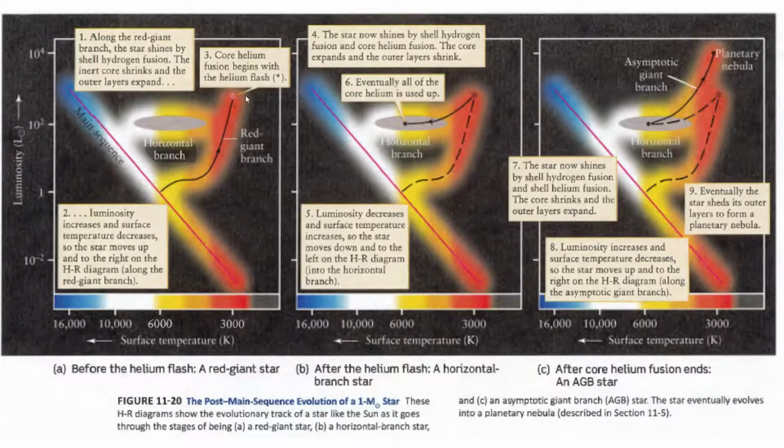And once the helium flash happens, that is when helium starts fusing in the interior. So the star now shines by shell hydrogen fusion and core helium fusion. So both of those are happening. The shell is fusing and the core helium is fusing. So we're getting more helium, but we're also making carbon and oxygen. As it's doing that, though, the core expands and the outer layers shrink. So we go this way.